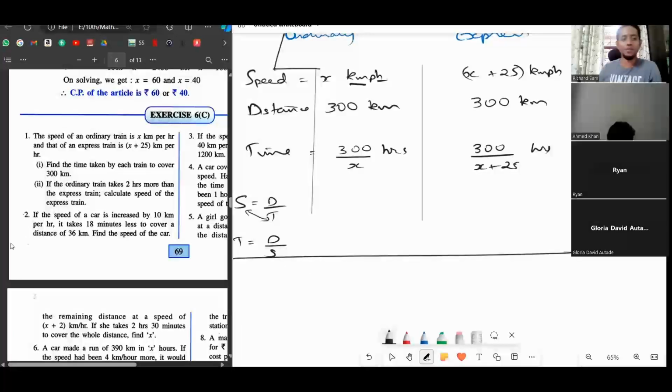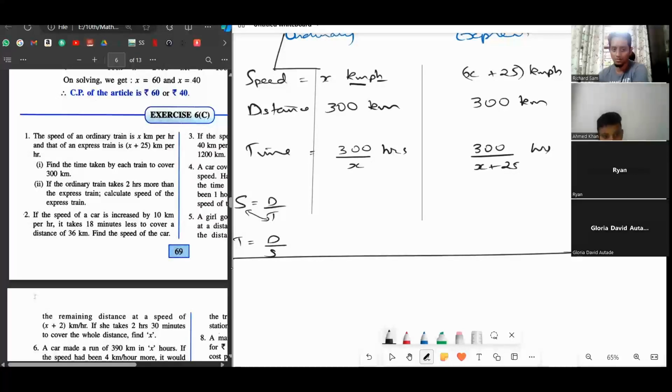Okay, now the second part of the question says, if the ordinary train takes 2 hours more than the express train, calculate the speed of the express train. Now with this, you're going to make your equation and get a quadratic equation which you have to solve. So what does it tell you? Ordinary train takes 2 hours more. So what equation can we make using this statement?